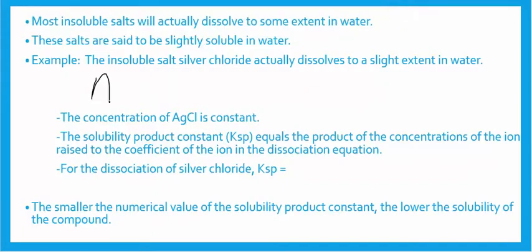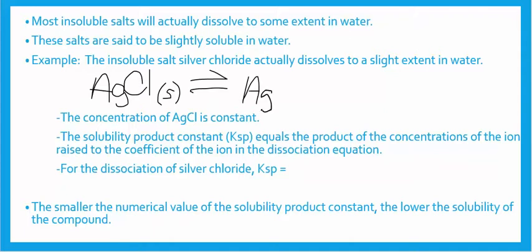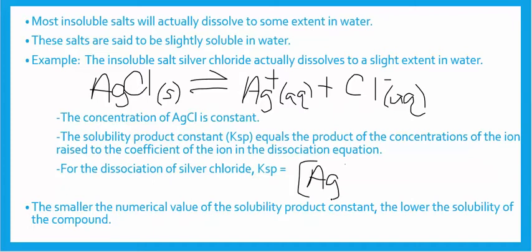For example, silver chloride, AgCl. If you go back to the solubility rules, it says that is insoluble, it's a solid. It will actually dissolve to a slight extent and produce these ions, Ag+ and Cl-. And we're going to introduce something called the solubility product constant, Ksp, which is equal to the product of the concentration of the ions. So for this example, Ksp would be equal to the concentration of silver ions times chloride ions. We leave out the solid because the concentration of a solid does not change.